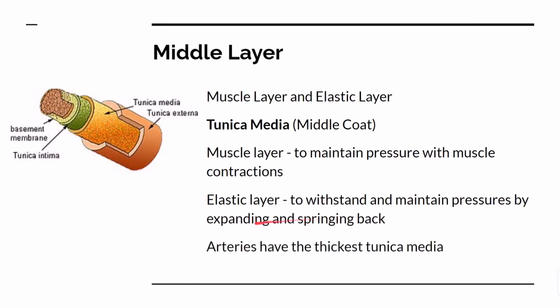Arteries have the thickest tunica media, and this is because they are right next to the heart. The heart is pumping, so they need loads of muscle layer to maintain this pressure, to get the blood to the rest of the body. They also have a large elastic layer because they have to withstand the massive pressure that the heart is pumping the blood through with.